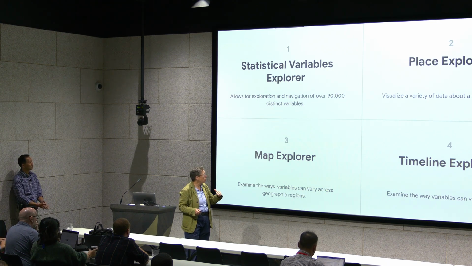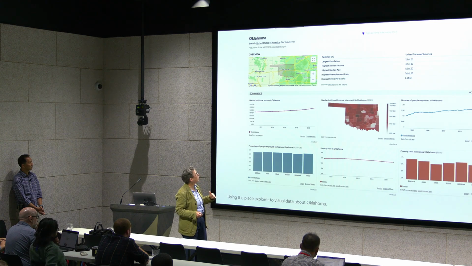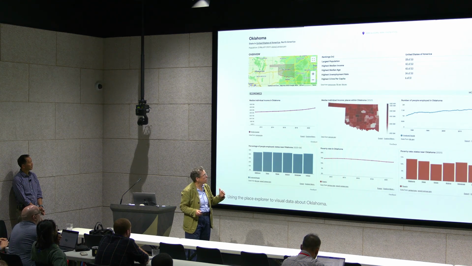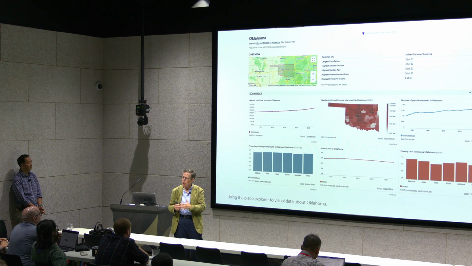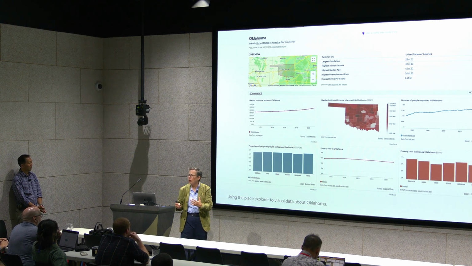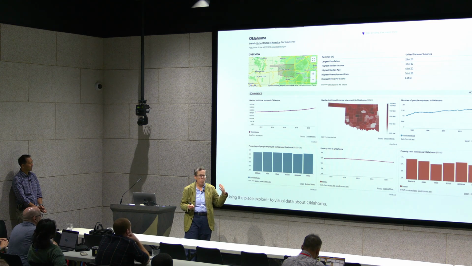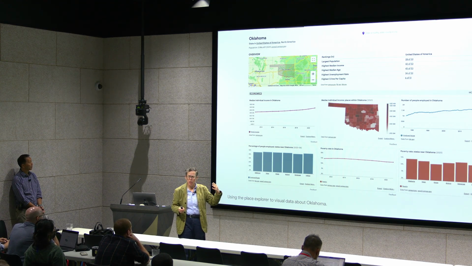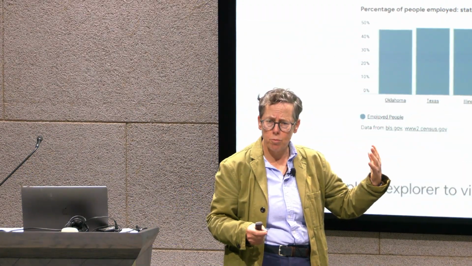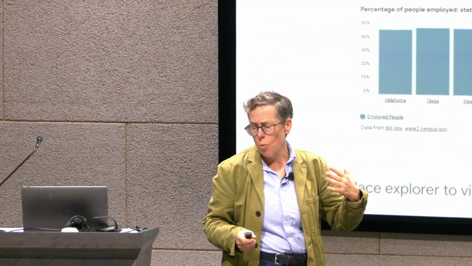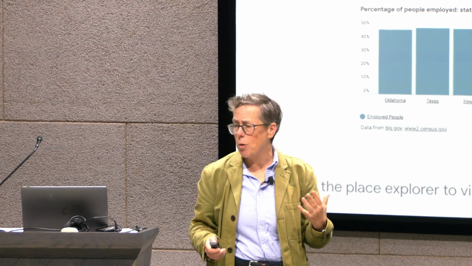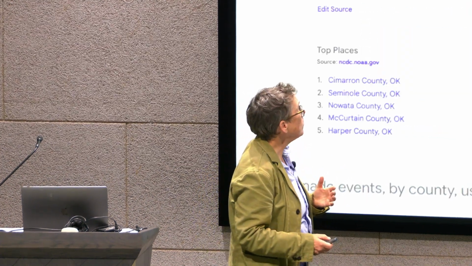The Place Explorer, a Map Explorer, and a Timeline Explorer. So this is an example of the Place Explorer for Oklahoma. You can put in a place and it shows you the variables associated with that place in a way that it believes you will find interesting and insightful. This can be a good starting place for exploring data because it lets you see what data is available, because it's not equal across all places.